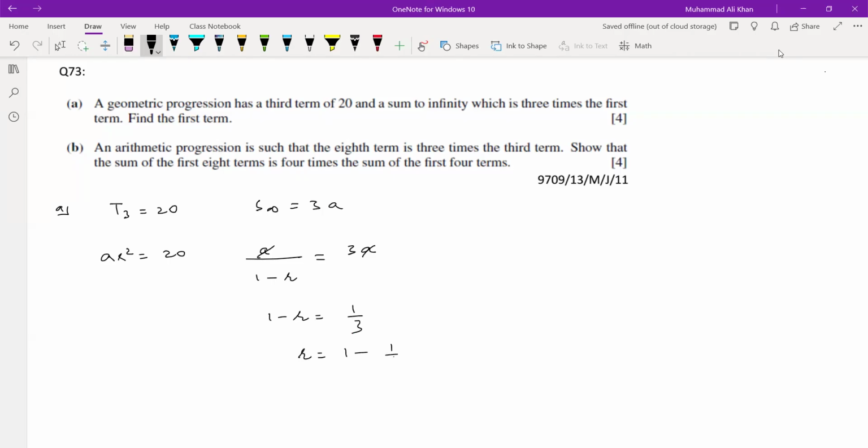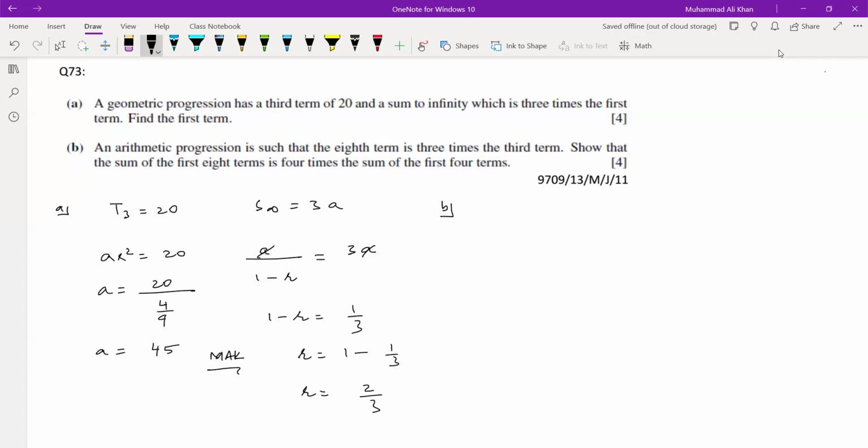R equals 1 minus 1 over 3. The value of R is 2 over 3. We have to calculate the first term. It is 20 divided by R squared, 4 over 9. So the value of A is 45. The value of A is 45, the first part.